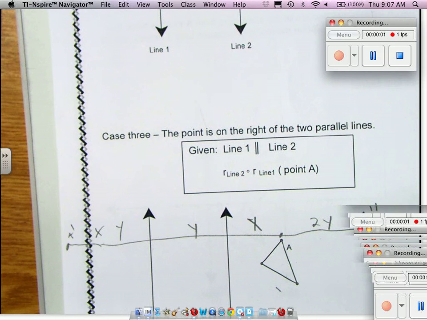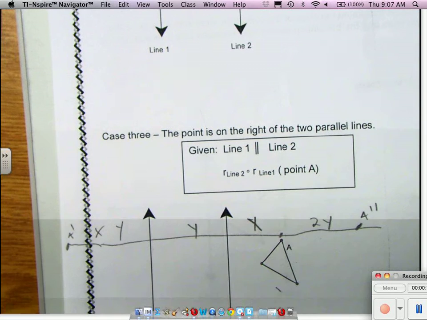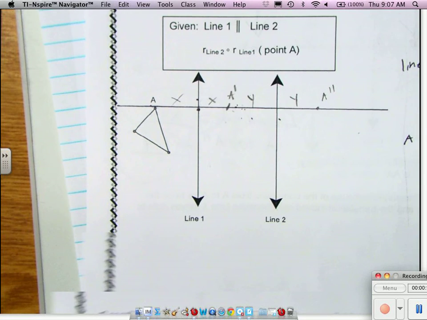Right, ladies and gentlemen, we are looking at the packet of proving reflection over parallel lines. So we're going to look at case 2 first. Case 1 is the example.